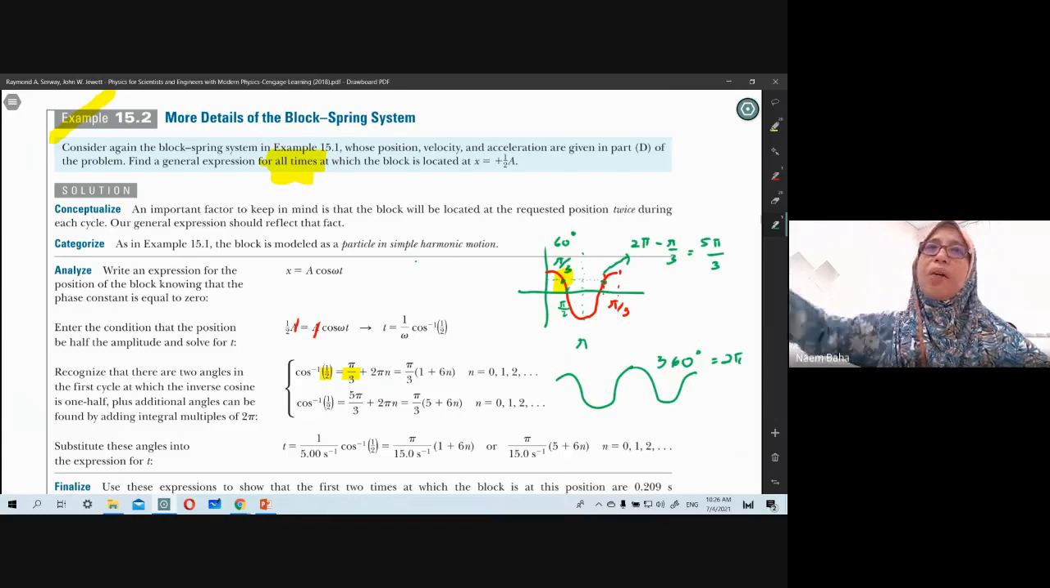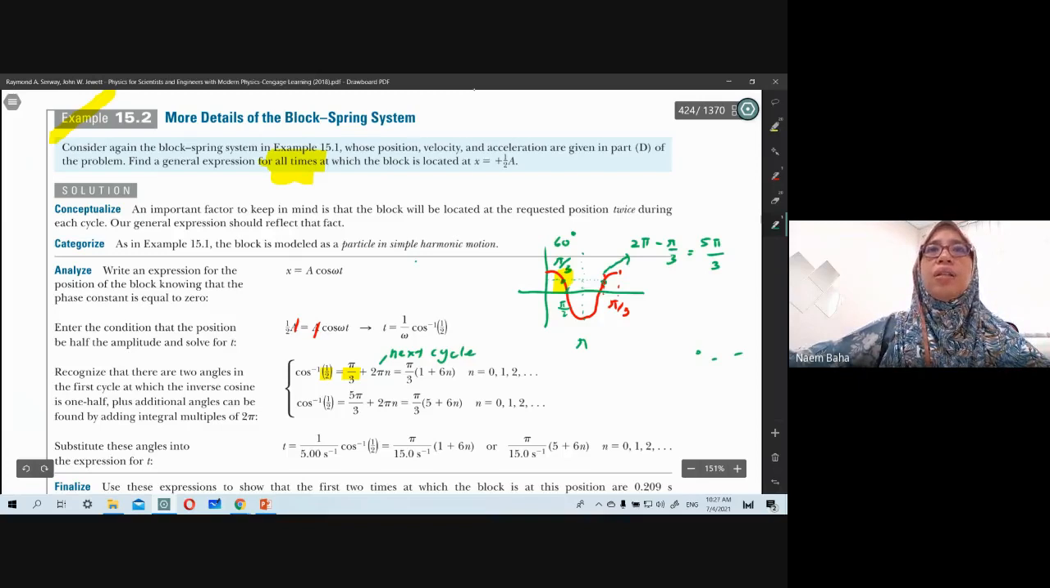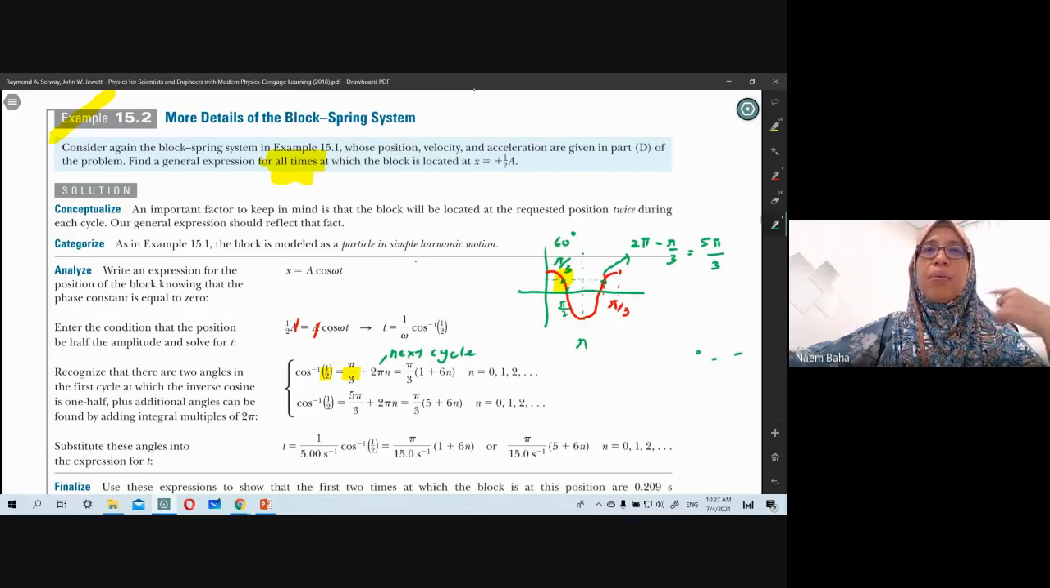What happened after that? Times after that. So that's the reason why they include this expression. This is the next cycle. So if you put 0, it's the first cycle. Number 1 means the next one cycle afterwards, and number 2, the next 2 cycles after that. All right, then they simplify, and it becomes this expression.